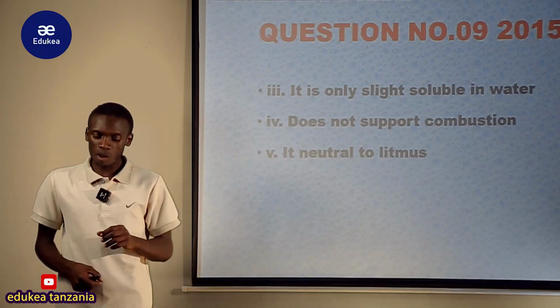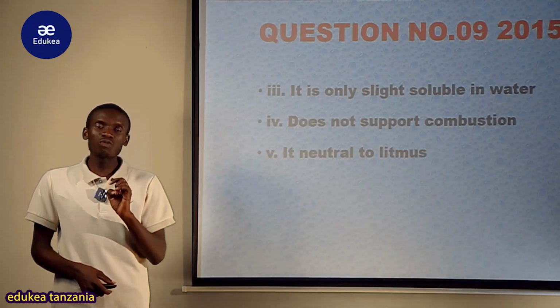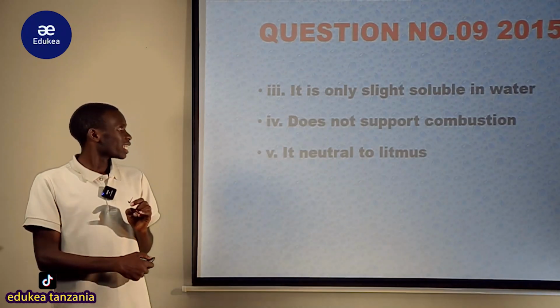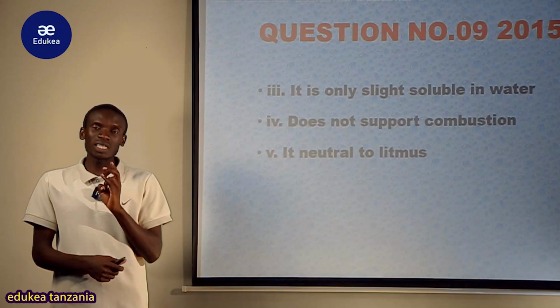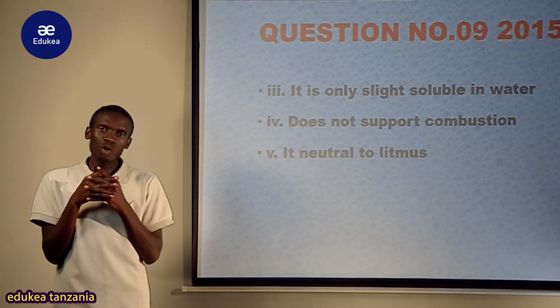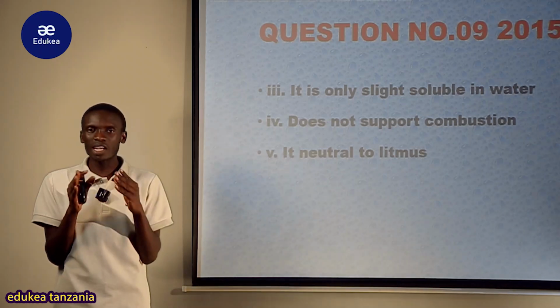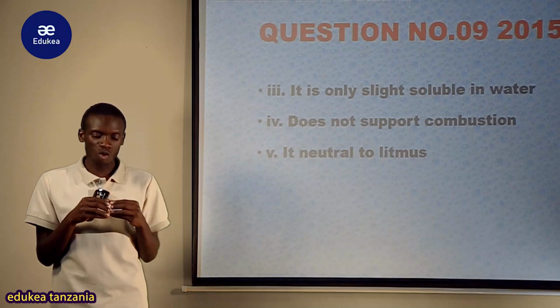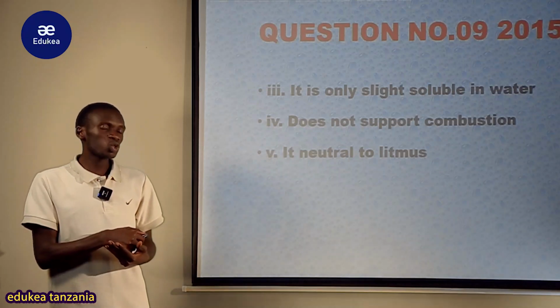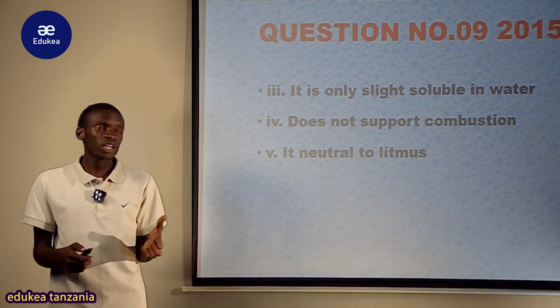Mojawapo ya property nyingine kwamba it burns with blue flame, but it does not support combustion. Yenyewe inaungua lakini hai support combustion. Kwa sababu hapo kuna moto au pengine unataka kuwasha moto, kama kuna gesi ya oxygen yenyewe haiwezi ikasababisha moto wake pale. Hiyo ndo property moja hapo. It is neutral to litmus. It means that it is not acidic or basic. It is a neutral gas.